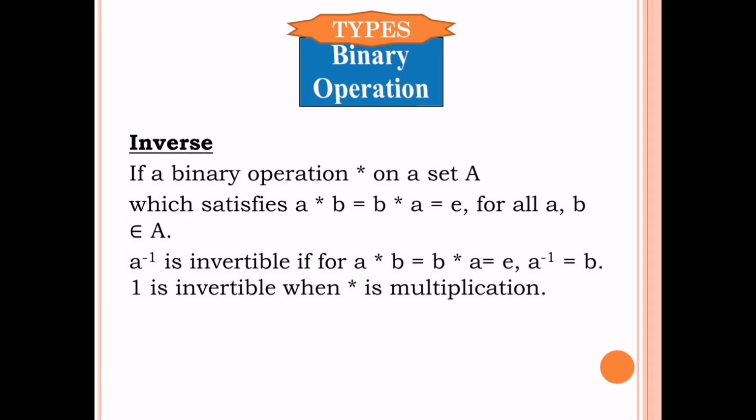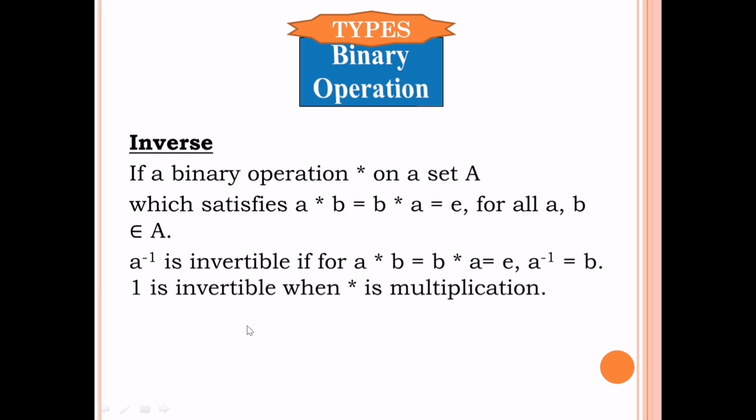Inverse. If a binary operation symbol on a set A satisfies A binary operation B equals B binary operation A, which is E, for all A, B that are elements of set A, then the inverse of A exists. A is invertible if A binary operation B equals B binary operation A equals E, which is the identity. So the inverse of A equals B.